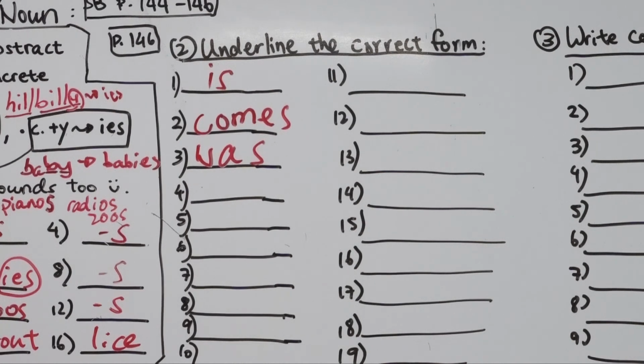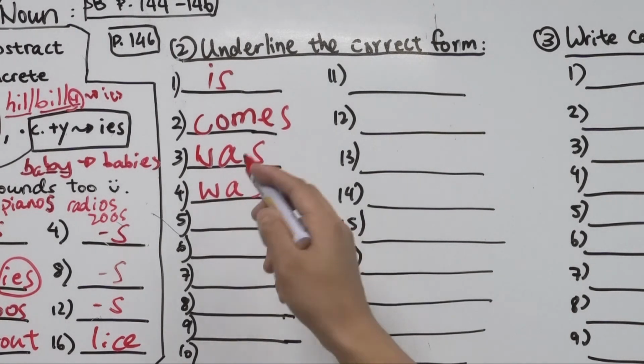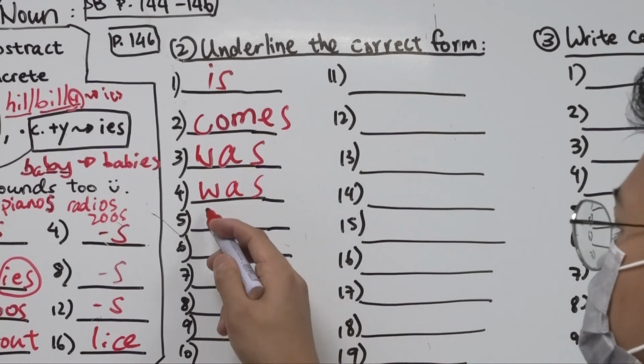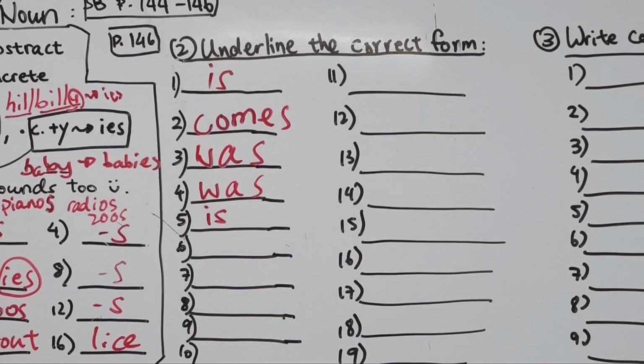Number 4, her advice was or were. What do you think? There should be a pattern here. Was. Her advice was. Again, advice, pieces of advice, a piece of advice. Your furniture is or are so tasteful? Your furniture is so tasteful. Furniture is a collective. Furniture means all of the furniture you have at home. You cannot say one furniture, two furnitures, three furnitures.